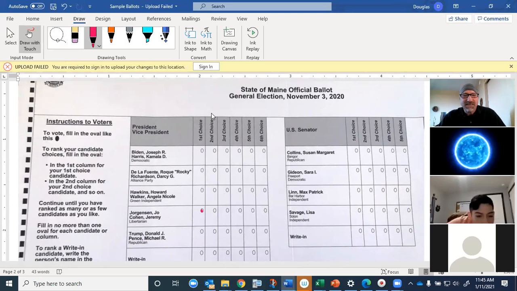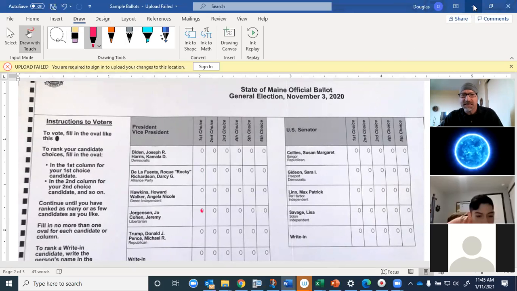So that is what ranked choice voting, or really it's called a preference ballot, looks like. The preference ballot looks like this when you have ranked choice voting. And if you want, you can fill in all the way down to your 6th choice, but most people don't do that. Anyway, so that's what ranked choice voting looks like.